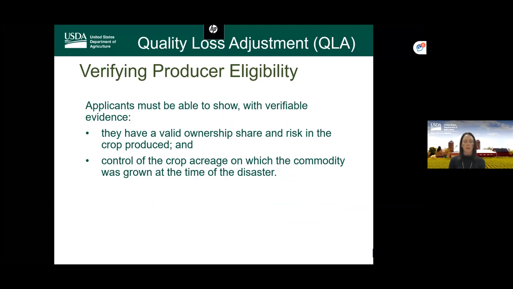Applicants must be able to show with verifiable evidence that they have a valid ownership share and risk in the crop produced, and that they have control of the crop acreage on which the commodity was grown at the time of the disaster.